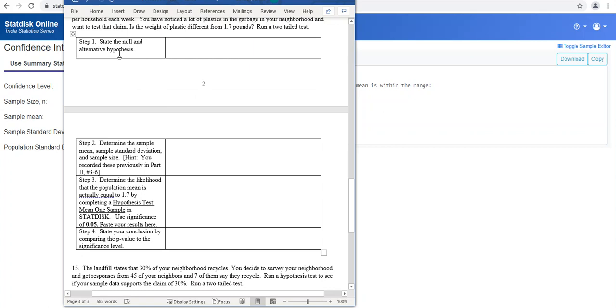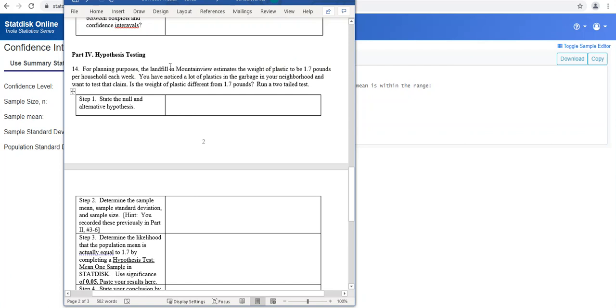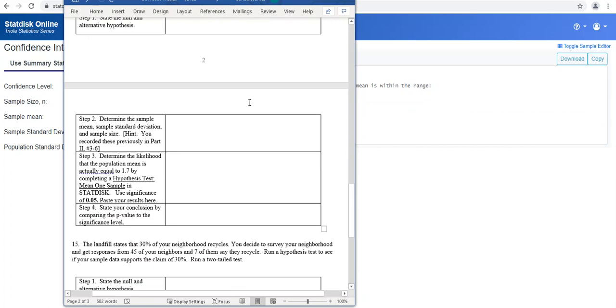Now what you're going to do though is state the null and alternative hypothesis. The null hypothesis, we are going to only do what we call two-tailed tests. So it's going to be easy. The null hypothesis is just that the mean is equal to 1.7. Okay, the mean weight of plastic is equal to 1.7. And the alternative is very easy too, because when you run a two-tailed test, it's just not equal to. So one is equal to, the other one is not equal to. So that's nice and straightforward.